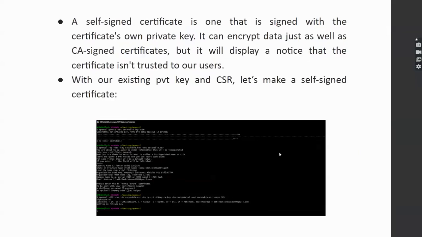After that, a self-signed certificate is one that is signed with the certificate's own private key. It can encrypt data just as well as CA signed certificates, but it will display a notice to our users that the certificate isn't trusted. With our existing private key and CSR, let's make a self-signed certificate. As you can see in the final output, the signature is okay. So the signing is successful.